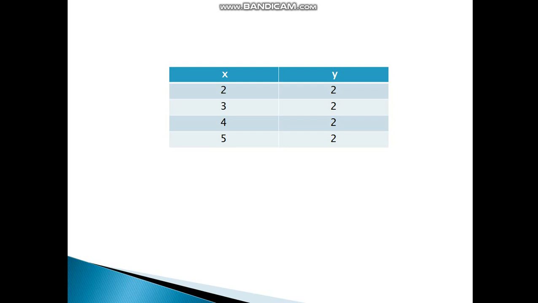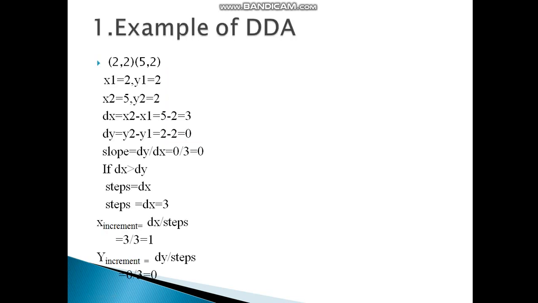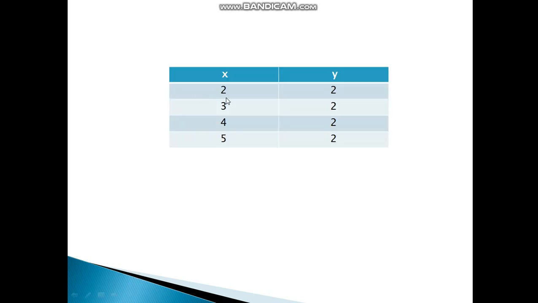Then the value of y increment is equal to 0. This is the starting point and we have not incremented because y increment is equal to 0. So we get 2, 2, 2 and the last point, that is the y2 value, is equal to 2. We have these values, that is x is 2 3 4 5 and y value is 2 2 2 2. With the help of x and y, we plot these points on the x scale and y scale and draw a line.